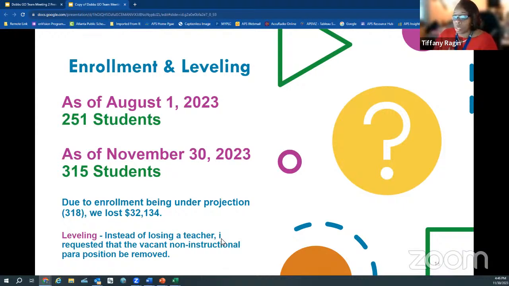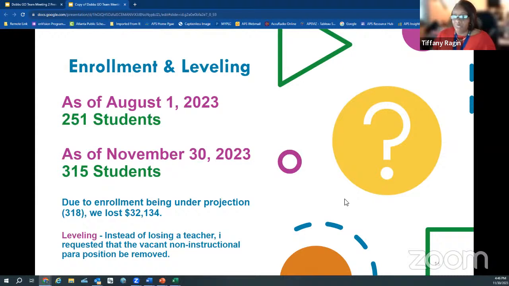So I did not want to lose a teacher, but I did have a vacant para position, which was non-instructional, which typically works the main office or other duties as assigned. I just asked for them to delete that position, so that money would come from that salary. And then we were able to keep all of our teachers. So we did not lose any teachers for leveling, which is good.